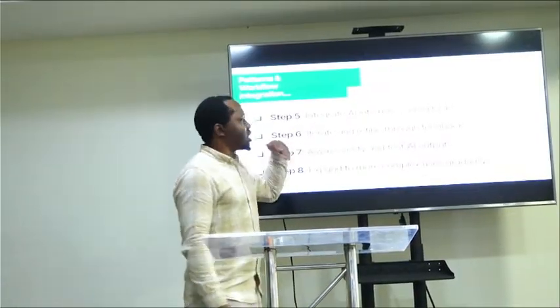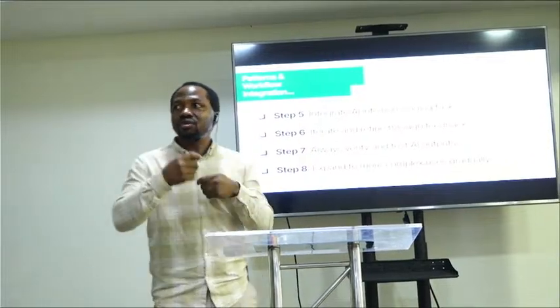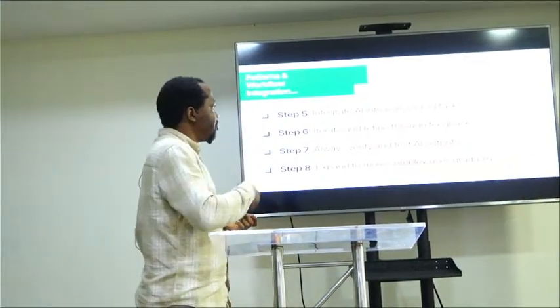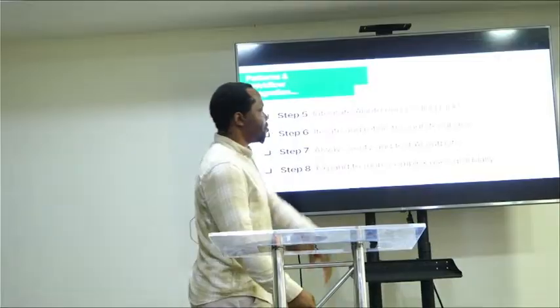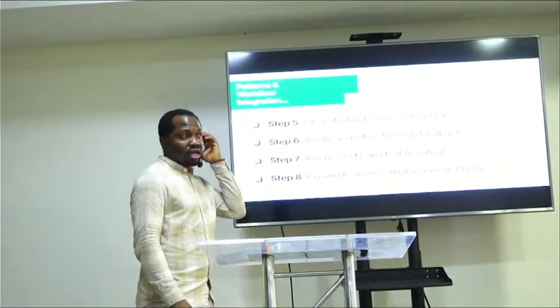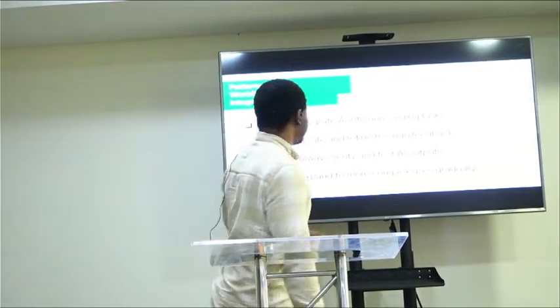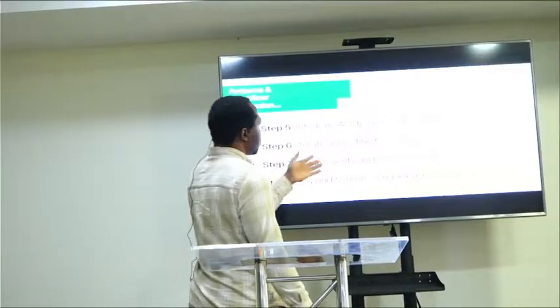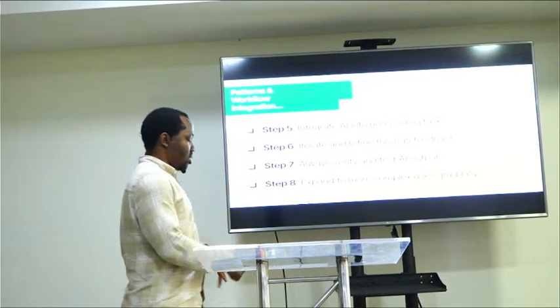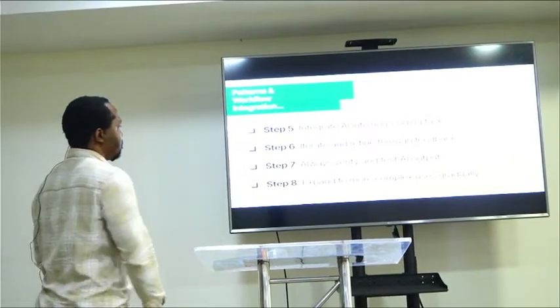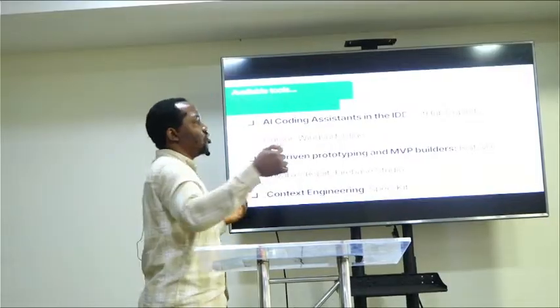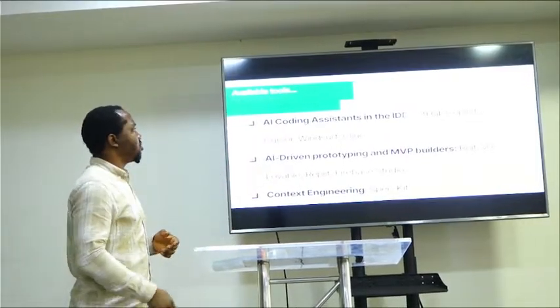Iterate and refine through feedback, right? So after it has generated what we want to do, you have to iterate, check it, give it feedback. Always verify and test AI outputs. Trust but verify, right? Expand to more complex use gradually, right? So that's what the pattern looks like for an AI native.